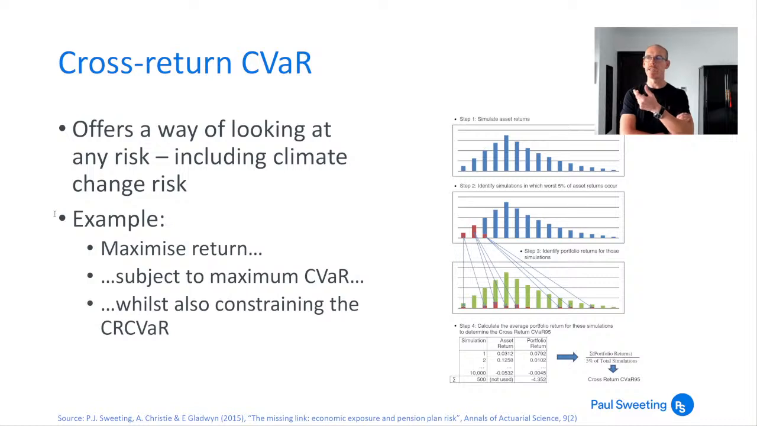And that tells me what my expected portfolio return would be if we get the worst 10% of climate change outcomes. So it's another statistic which can be used to compare portfolios. You could look at the expected return, the C-VaR, which is a measure of risk. And then you could look at an environmental cross-return C-VaR to say, well, how environmentally exposed is this portfolio?